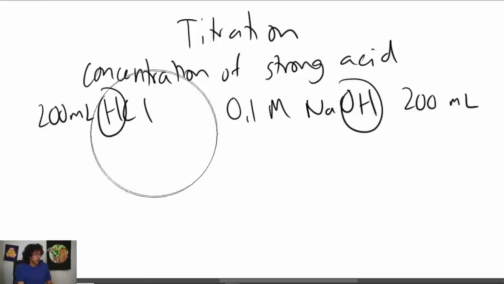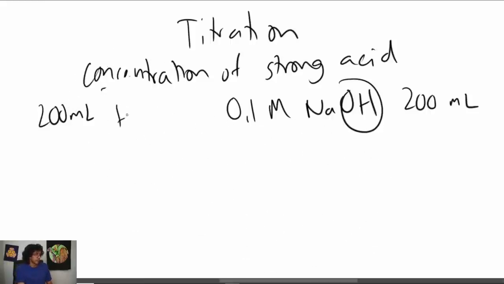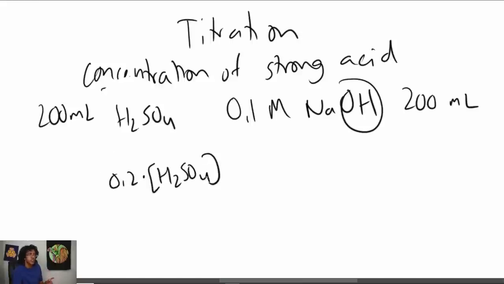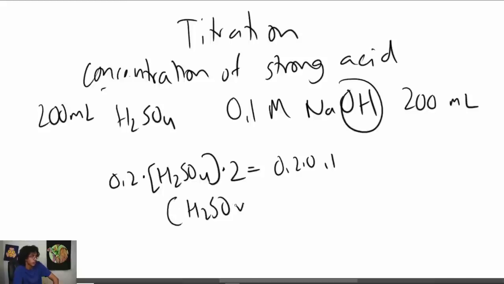What happens if, for example, this was H2SO4? Then in this case, we would have to take 0.2 liters and the concentration of H2SO4. But each mole of H2SO4 turns into two H+ ions, so you have to actually multiply by two, and this one stays the same. You basically have 0.2 times 0.1, and you get that your concentration of H2SO4 is equal to 0.05. Nice.